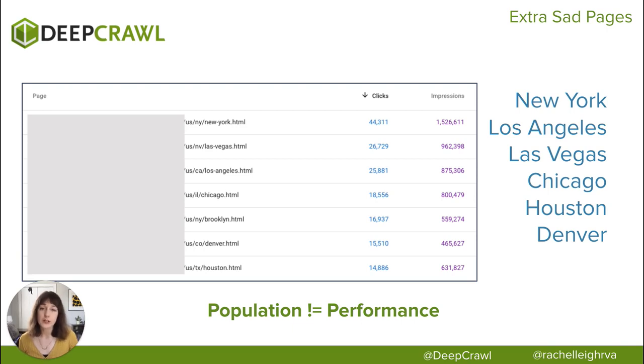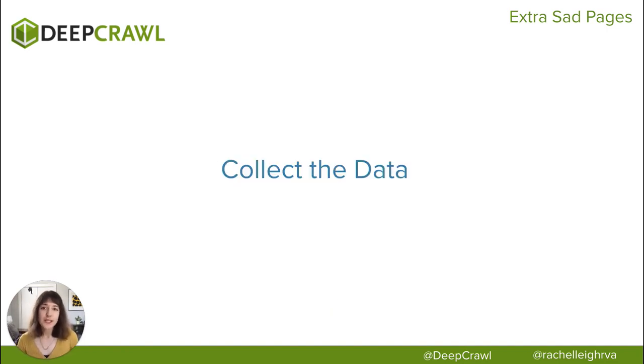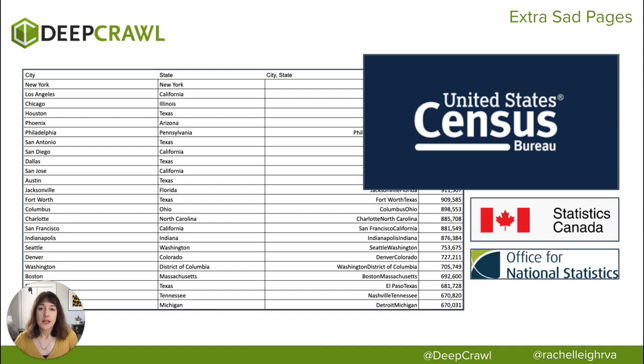So what I wanted to do is find a way to see which centers or locations are actually performing the best and the worst. So to do this, I used census data and some math. So let's talk about that. First, I needed to collect the data. Now, the US Census Bureau and Canada and the UK and many other countries have this population census data that you can download straight from the internet. So I did this for the US.